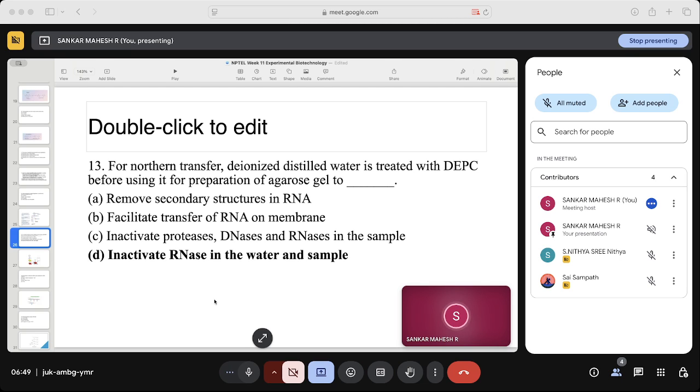If you add this to fresh RNAs, that will not work because the DEPC would have been activated, and it would have modified your RNAs that were existing in your solution earlier.